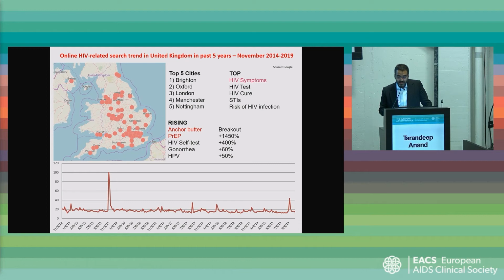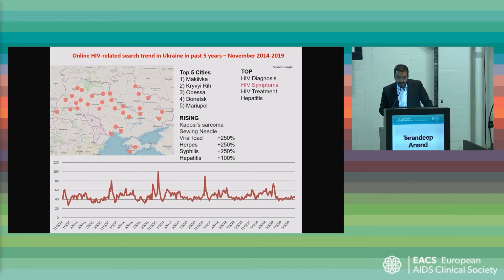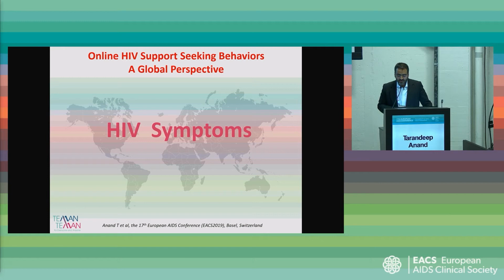Here you see in the United Kingdom, there was an anchor butter and HIV-related fear, and there were a lot of inquiries. But again, what is common in all the countries is that HIV symptoms is the most common topic searched, which means that there is a lot of at-risk population searching for HIV symptoms, who want to get their risks assessed and then go and get testing. Here we see Ukraine. So, like I said, HIV symptoms is the most commonly searched topic in the world.